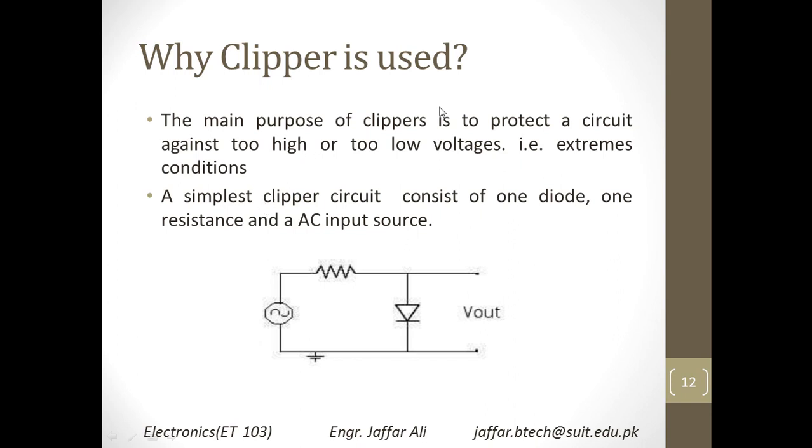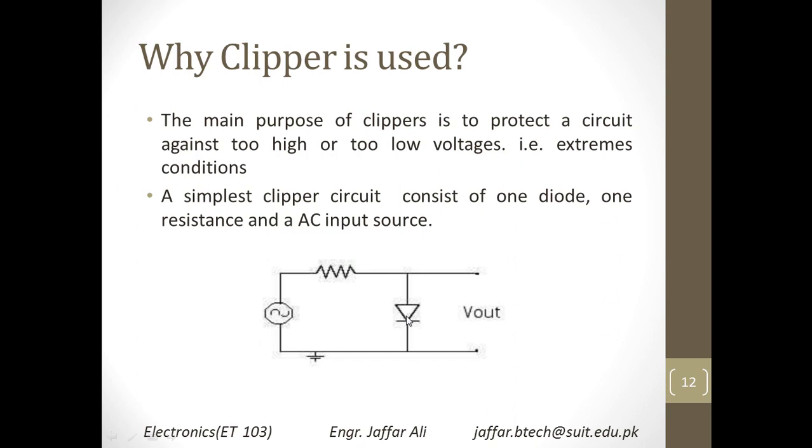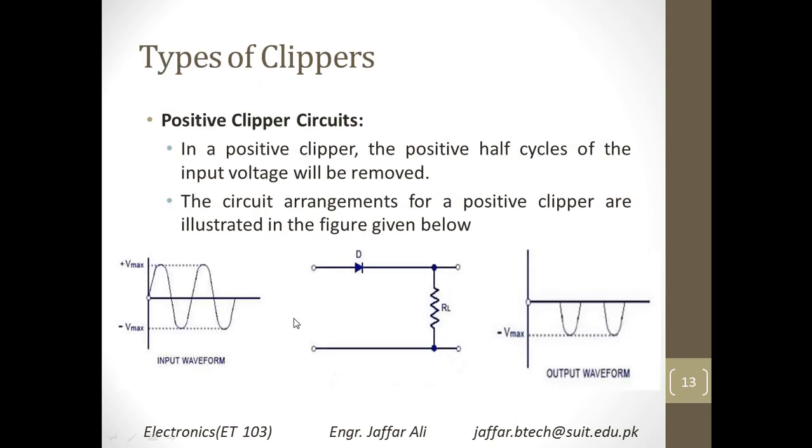So how does a clipper work? A simple clipper circuit consists of one diode, one resistor and one AC input. You see that here is one resistor, here is one diode and one AC input. Now there are two types of clipper based upon the clipping mechanism that they follow. The first one is the positive clipper. As the name shows, in this type of clipper the positive peaks will be clipped out from the circuit, and you will get only the negative peaks in the output.